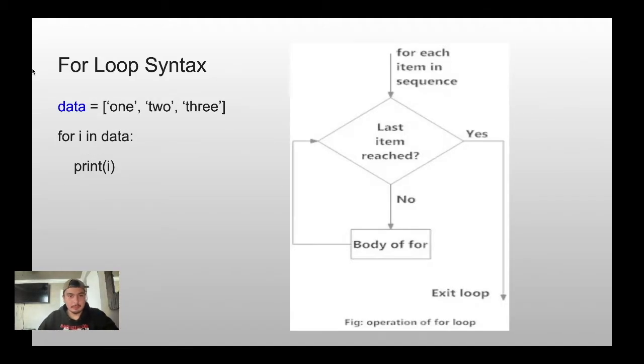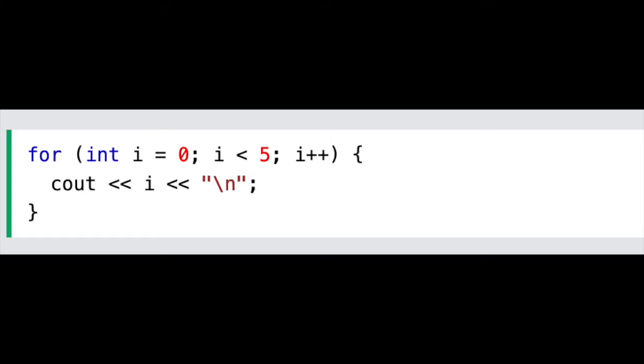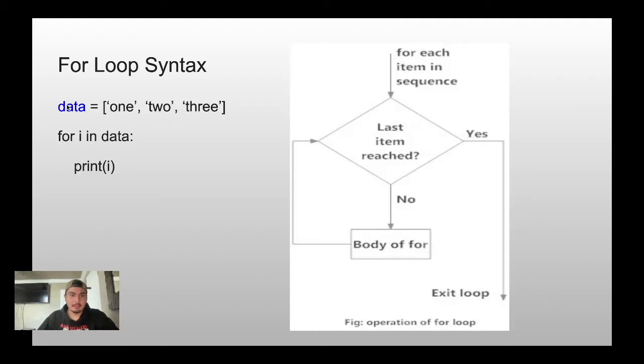As far as the for loop syntax goes in Python, it's not too difficult when we compare it to other languages like Java or C++. In Python, it's pretty straightforward. So right here, we're iterating through data, and then we're printing each object that we're iterating through. So it'll print 1, 2, and 3. I'll run some code later on for you guys.